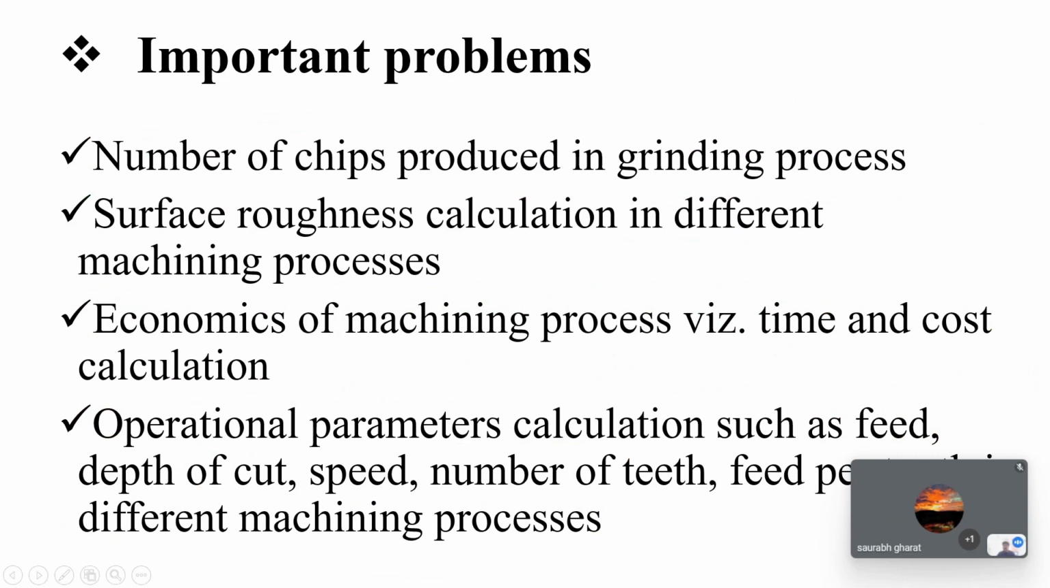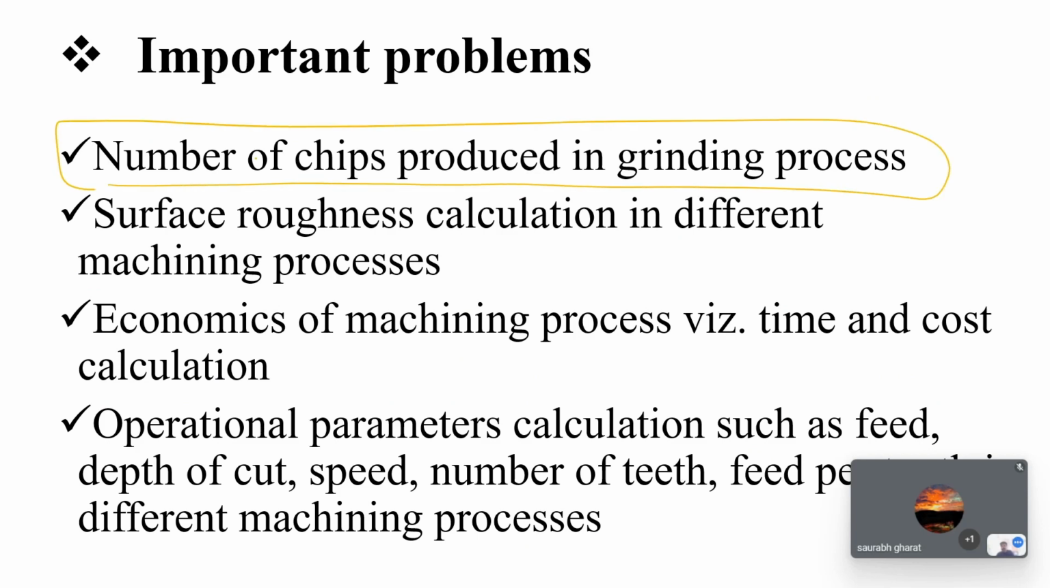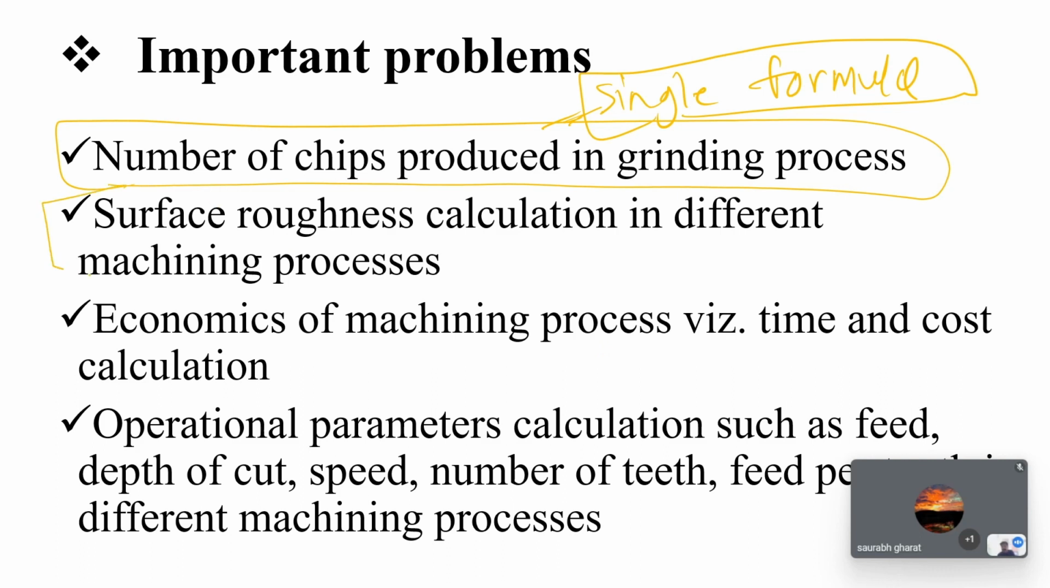Again an important problem: number of chips produced in the grinding process. It is simply a single formula. And the surface requires calculation in different machining processes. So number of chips produced is a single formula. Surface roughness calculations for different machining processes are different, with multiple formulas. This is critical again, and you must remember the formulas.